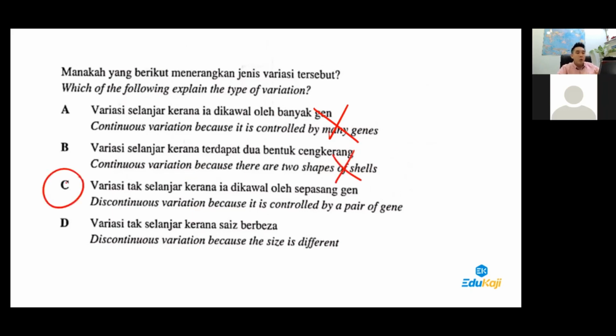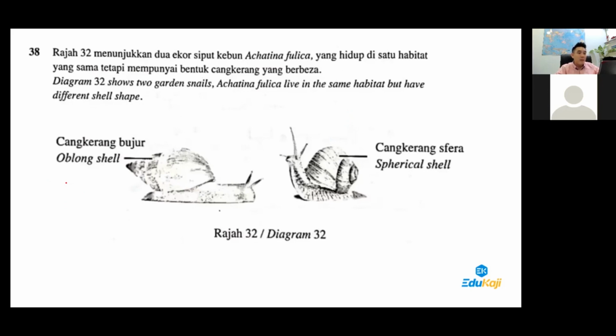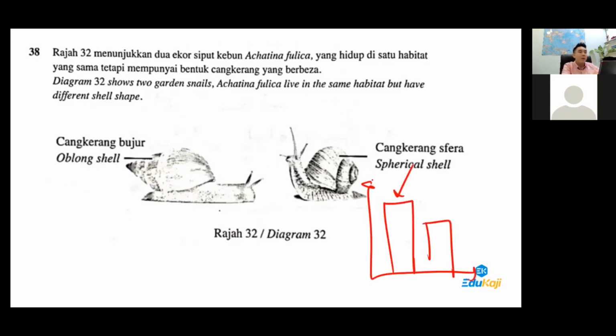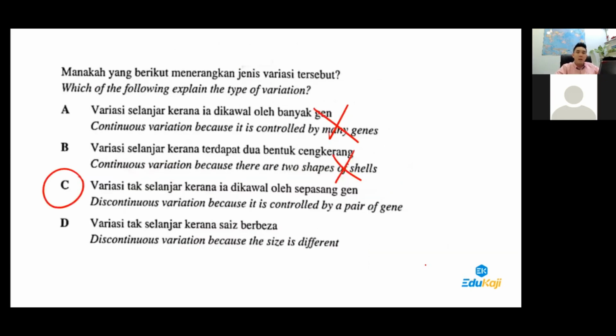Guys, it's discontinuous variation because it's controlled by a pair of genes. They are considered discontinuous, not continuous, because they have different shapes. So in discontinuous, if I were to plot it out, it's something like this. Let's say one spherical, another one is oblong shape. So 38, the only answer is C.